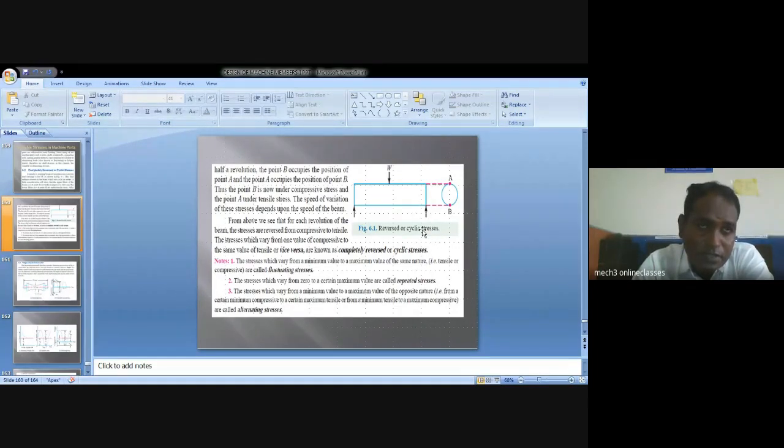So whenever the body is subject to both tension and compression, the material fails below the yield point, without any hint, depending upon the external forces. That type of force is known as cyclic stresses or completely reversed stresses. It is very much important.